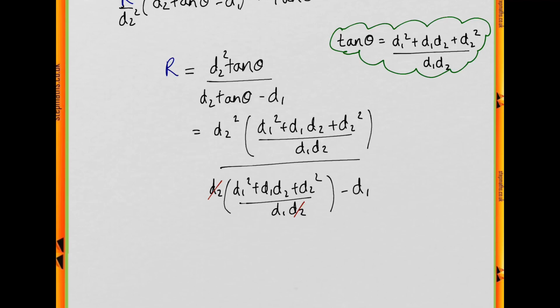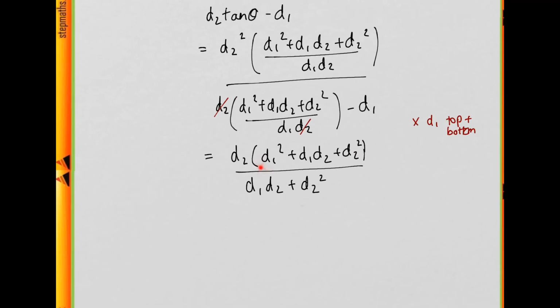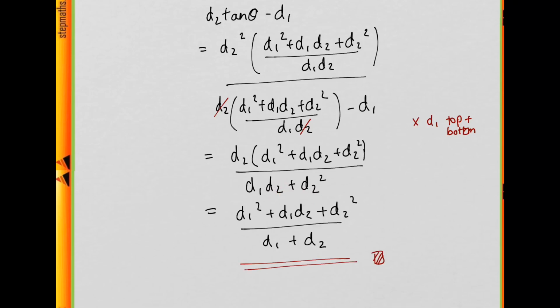Doing that, we note that this goes to d1 squared plus d1 d2 plus d2 squared minus d1 squared, so the d1 squared cancel, and we just get this numerator on top. So multiplying d1 top and bottom, we get d2 times (d1 squared plus d1 d2 plus d2 squared) over (d1 d2 plus d2 squared). If you notice, the top and bottom both have a d2, so we can cancel this, giving us (d1 squared plus d1 d2 plus d2 squared) over (d1 plus d2) for the range of the particle in terms of just d1 and d2. And that's the end of the question.